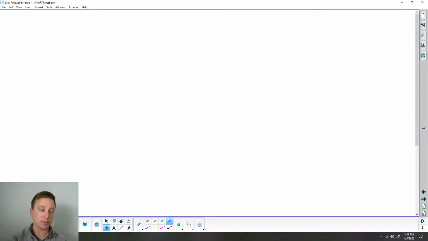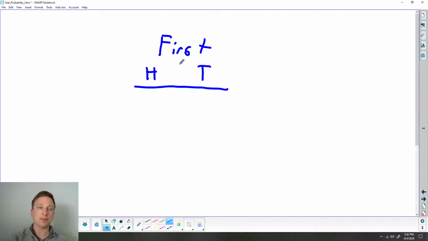The other way we can do it is with an array, or a grid. If I say this is my first coin, there are 2 outcomes. I can have a heads or I can have a tails, and that's all that can happen. Now if I flip the second coin, say over here, I say here are the outcomes of the second coin.